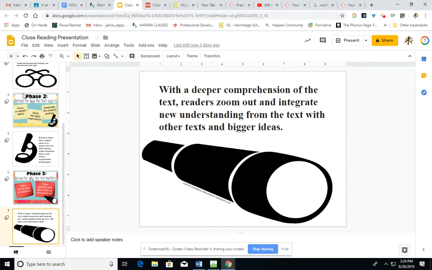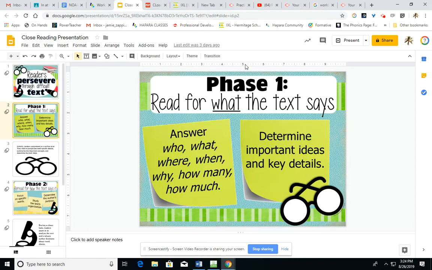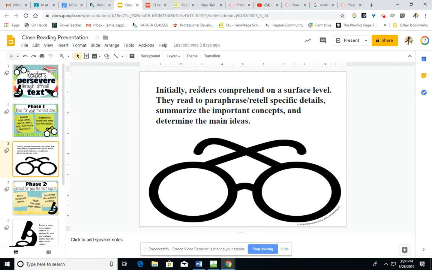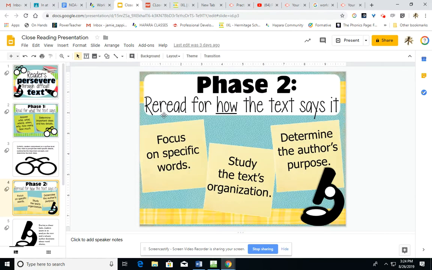So with close reading, we do want to read it in those 3 different phases. As we look at phase 1, where we're answering those key W's and H, I think that we need to really think about how can we retell it in our own words or summarize what's going on. When you read a section of a piece and you read it for summarizing, you're doing an initial reading of the text. Once you do that, phase 2, you want to reread the text.